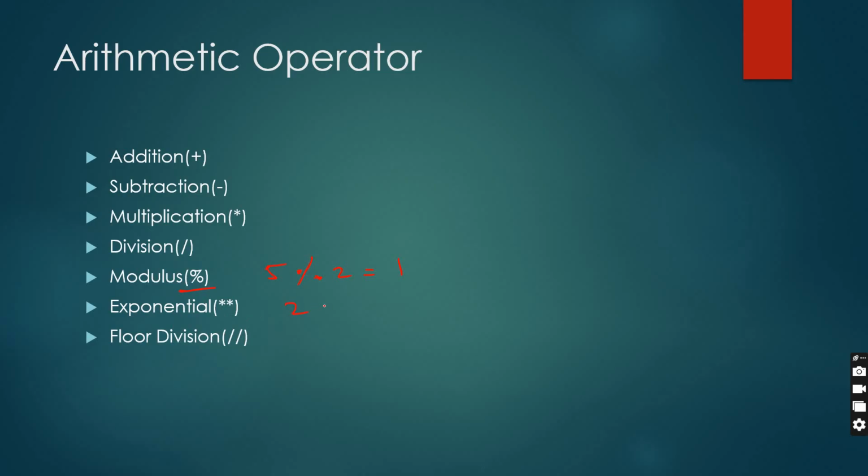Exponential, if you want to perform the exponential of two numbers like 2 double star 3, this will be like 2 to the power of 3, so that is nothing but 8. So that is the exponential here. We have a floor division. So what is this floor division? Suppose I say 1 floor divided by 2, the answer is actually 0.5, but the floating point part is truncated, so the answer becomes 0. So if you want to truncate the floating part, then we can make use of the floor division.